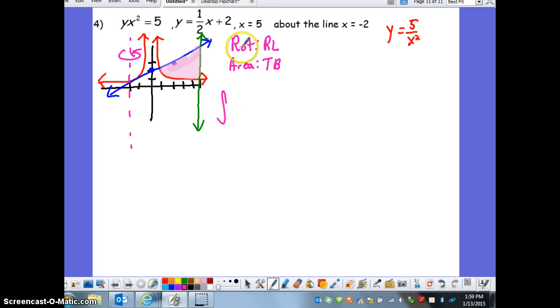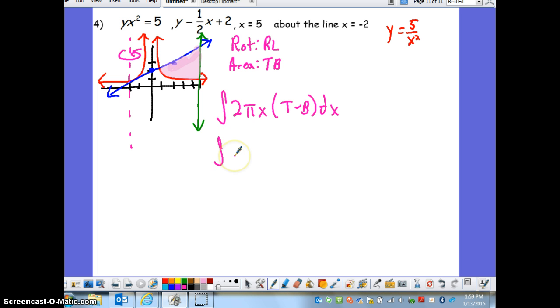Again, remember, the rotation just dictates which format you're going to use, and now you follow the area. So this is going to be a 2 pi x, because we're following the area of the top bottom. So 2 pi x and then top minus bottom here, dx. So again, 3 items I need. I need the bounds. I need to plug in my x equals -2, and then my top and bottom. So the bounds here, if we're doing this as a top minus a bottom, are going to be the x value of that intersection, and then the x over here, which is our 5.